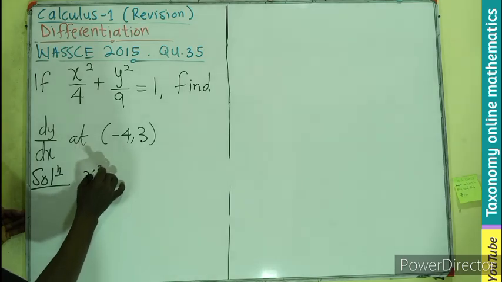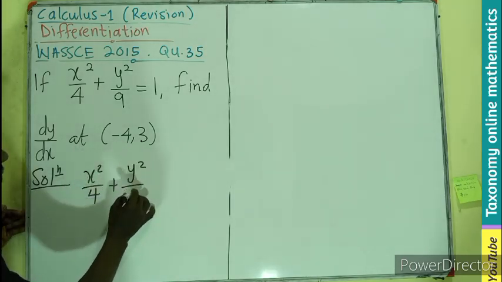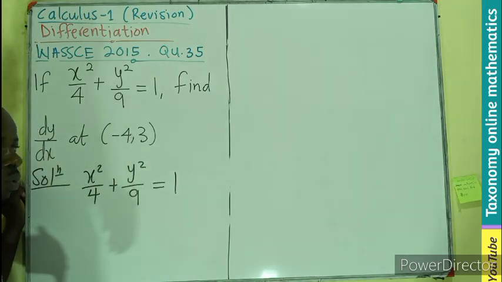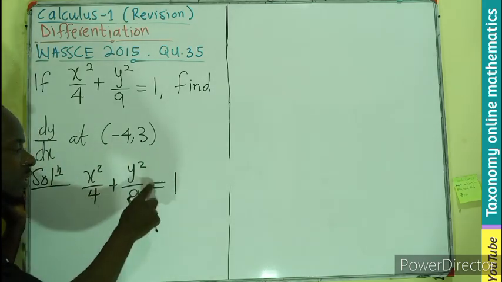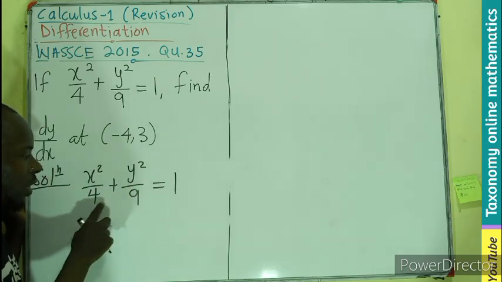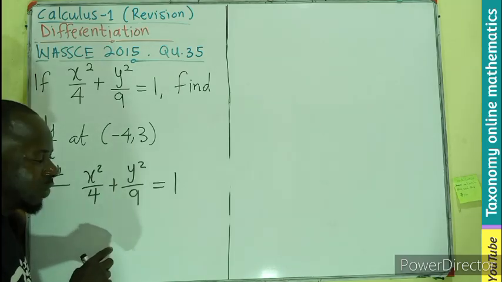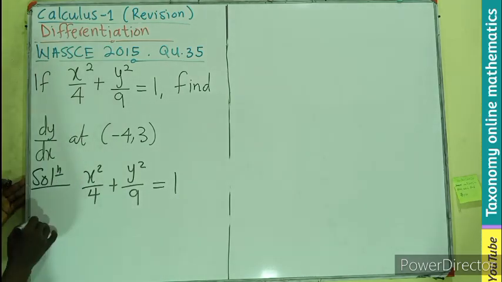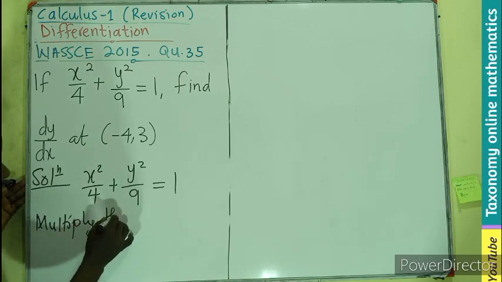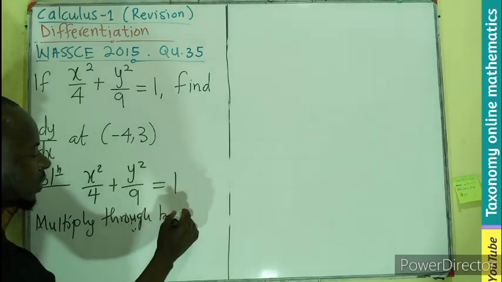So if I have x squared divided by 4 plus y squared divided by 9, all equals 1, the first thing I am going to do is to reduce this fraction to become a whole number. So looking for the LCM of 4 and 9, that is going to be 36. So we multiply through by the LCM.